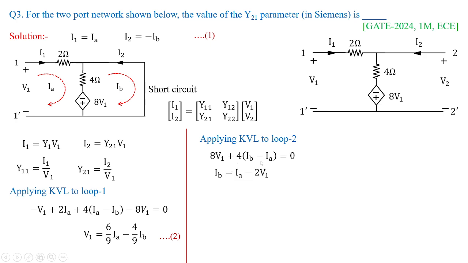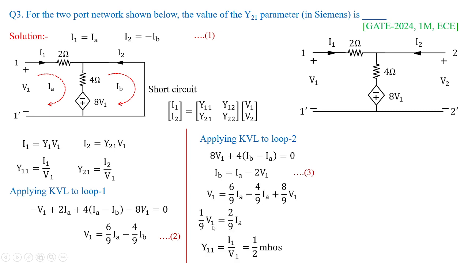I'm reframing this equation as IB equal to IA minus 2 V1, framing it as equation 3, and substituting equation 3 in equation 2, I'm going to get V1 equivalent to 2 IA. In fact, Y11 will be equal to I1 by V1 because IA is equal to I1. Hence, the value of Y11 will be equal to 1 by 2 mhos, or you can say Siemens. Fine. So this is not our requirement.